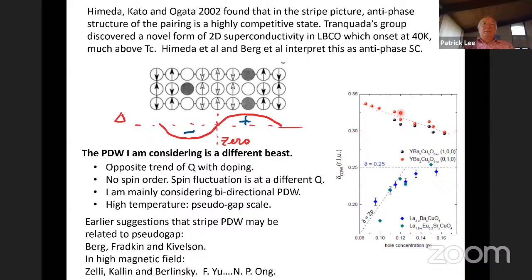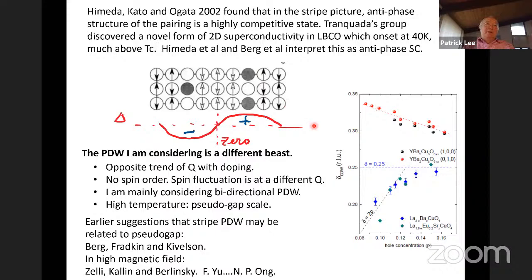I'm also mainly considering a bidirectional pair density wave, where we are going in both directions. It's not an absolute requirement, but it's easier for me to think about and explore the consequences. And finally, in our picture, this pair density wave lives at very high temperature, basically the pseudogap scale, which is 100 millivolts, so hundreds of degrees Kelvin, whereas the stripe picture really is low temperature physics, like 40 Kelvin in the old days.